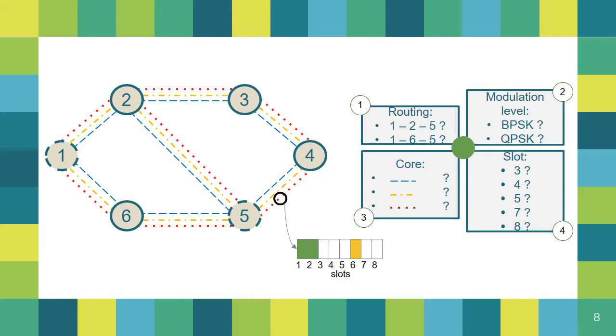The modulation is applied to the signal, and stronger modulations need to be selected for circuits with longer distances. After the modulation, we can choose the correct core for our circuit, and the core should be searched inside each of the route's links. And the last step is the slot selection, which should be chosen by searching in the spectrum inside the selected cores.